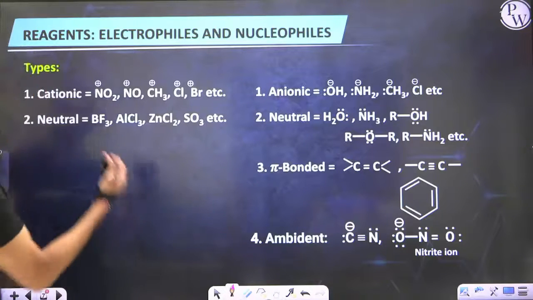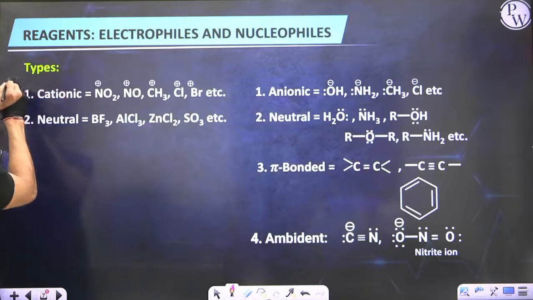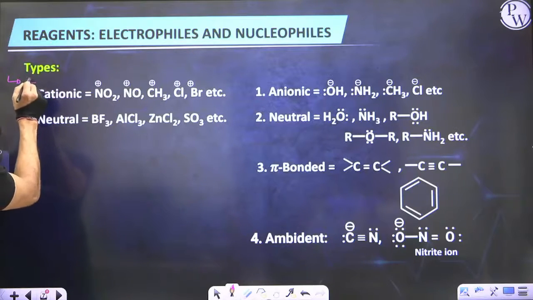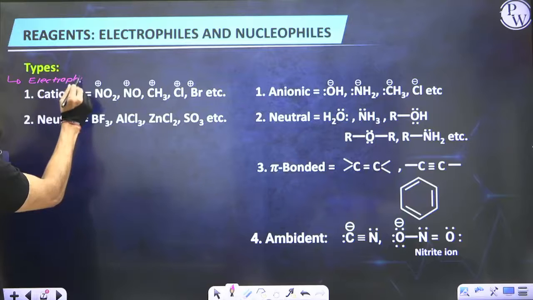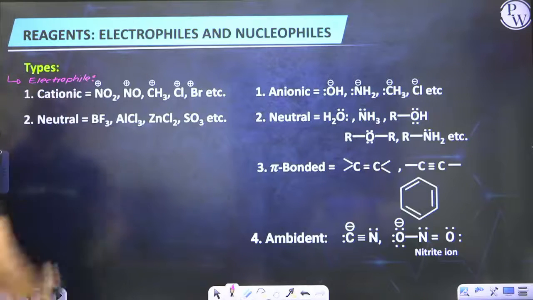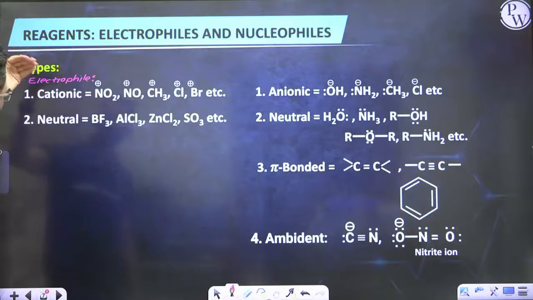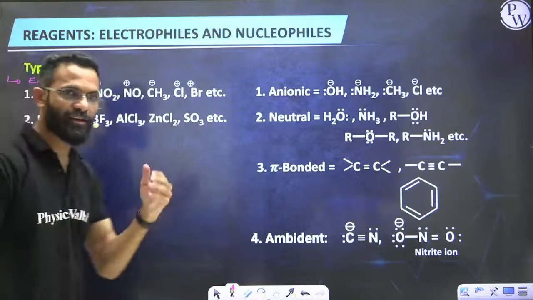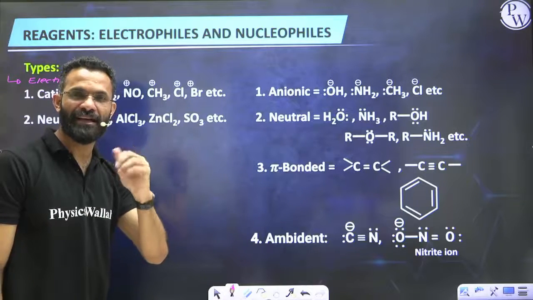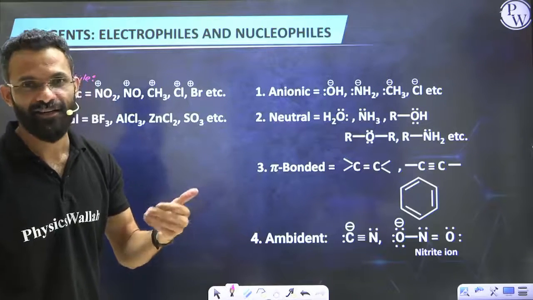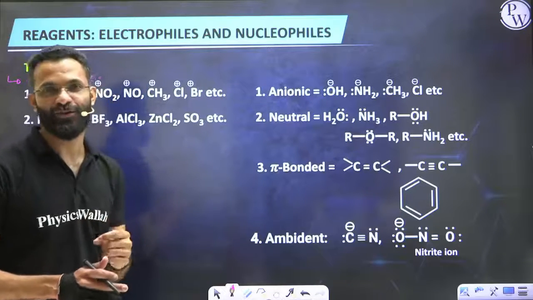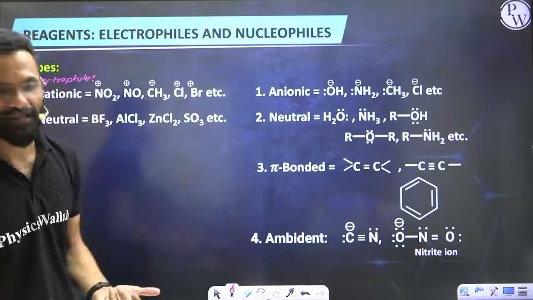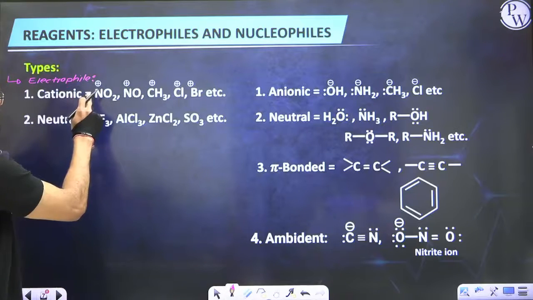Well, let us first talk about types of electrophiles. So we classify electrophiles into two categories, cationic and neutral. As the name suggests, if the deficiency of electrons on a particular atom is characterized by the presence of positive charge, we call it a cationic electrophile. I repeat, if the deficiency of electrons on a particular atom is characterized by the presence of positive charge, we call them cationic electrophiles.